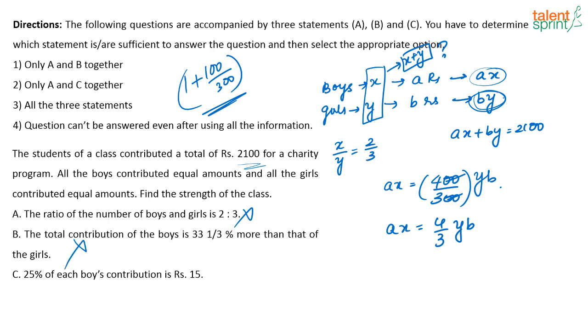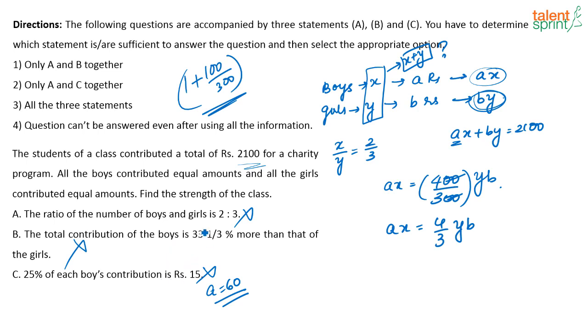The third statement says 25% of boys' contribution is rupees 15. So what is the boys' contribution? 25% of each boy's contribution is 15, means each boy is contributing 15 into 4, or 60 rupees. So I know A is equal to 60. That is one thing I am able to find out using the third statement, but using that alone I am not able to find out what is X plus Y. Now if I try to combine statements A and C, what can I say? I know A is 60, but again I don't know what B is. I can't find out X plus Y even if I combine A and C.